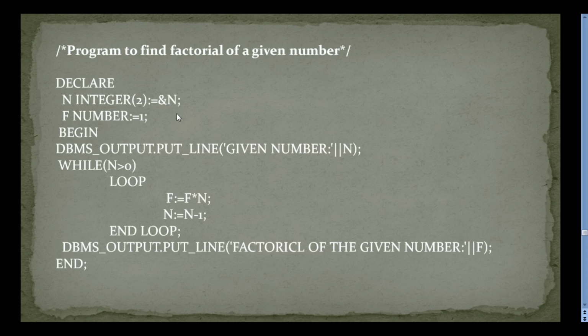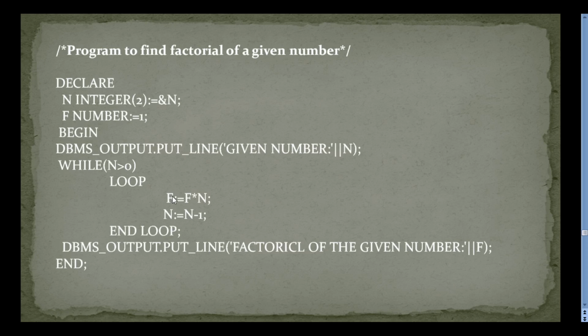So, declare an integer n. I want to accept a value at runtime. And in order to calculate, I'll take one number, f number equal to 1, initialized to 1. Begin, dbms_output.put_line given number. So these statements are executed while n is greater than 0. If n becomes 0, automatically it exits from the loop. The controller exits from the loop.